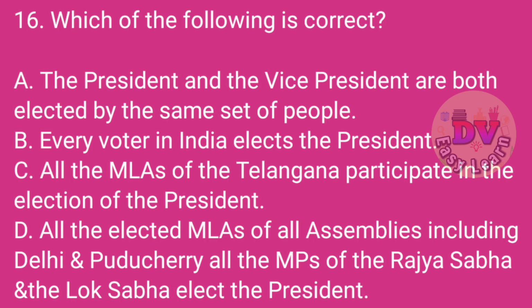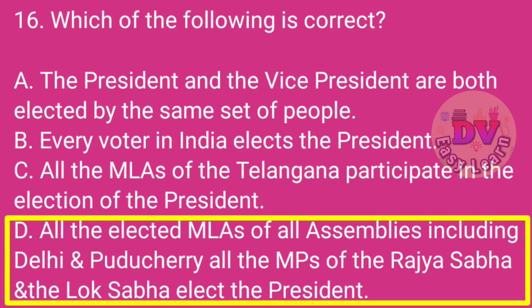Question number 16. Which of the following is correct? Correct answer, all the elected MLAs of all the assemblies, including Delhi and Puducherry, and all the MPs of Rajya Sabha and Lok Sabha elect the president.